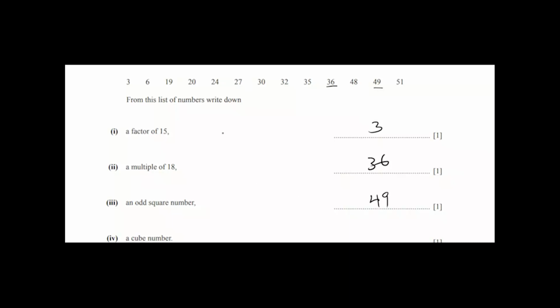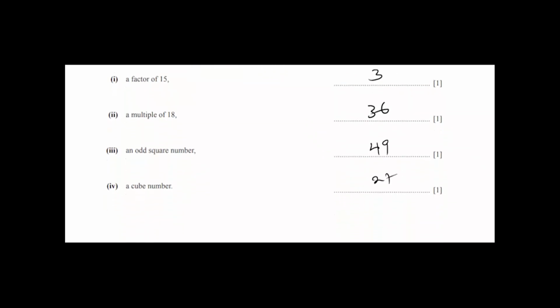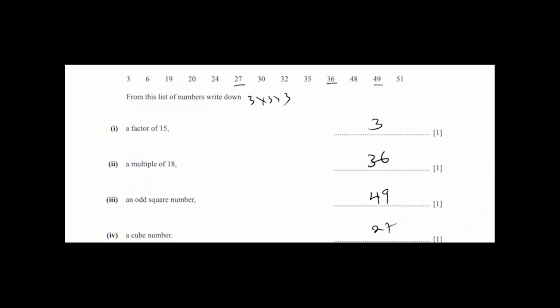Then a cube number. A cube number is got when you multiply a number by itself 3 times. So here it will be 27. That's 3 by 3 by 3. So I'll pick 27 here. So if I scroll down, that's all. So that is how you could attempt questions like this. So this will be the end of this video.